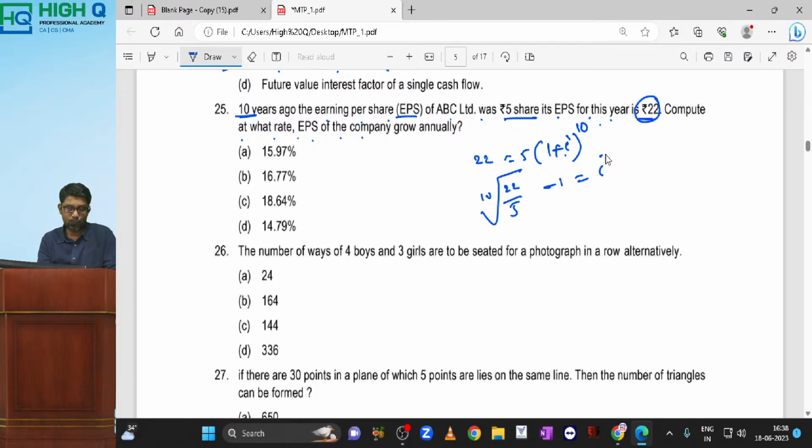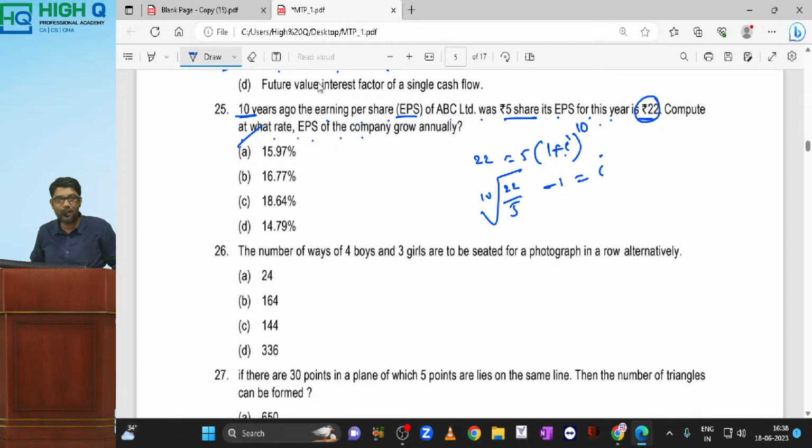Take the 13th key for the root, then minus 1, divided by 10, plus 1, then equals, then minus 1. I get 15.97.